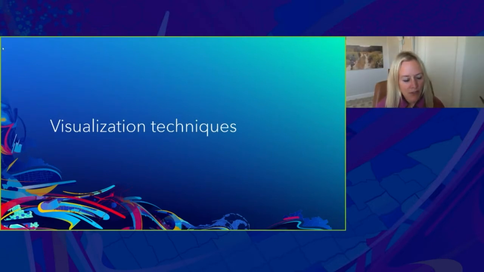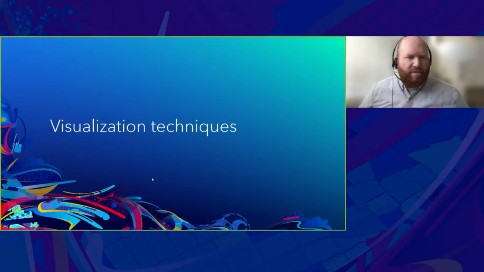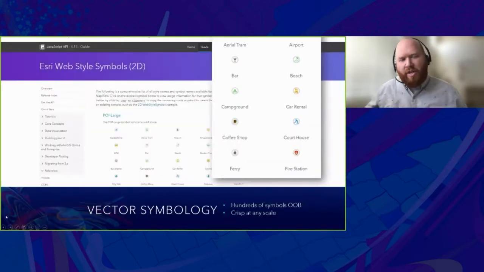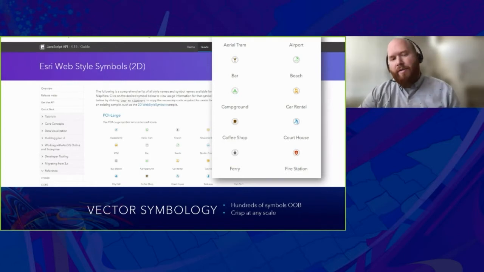And now we'll hand it off to Christian to talk about visualization techniques. Thanks a lot, Julie. The ArcGIS API for JavaScript has a lot of visualization capabilities that we take a lot of pride in. One of those things is having these web style symbols as part of the API. These are scalable vector symbols.